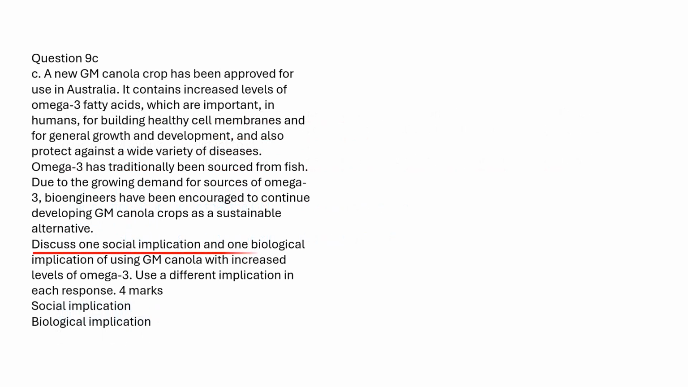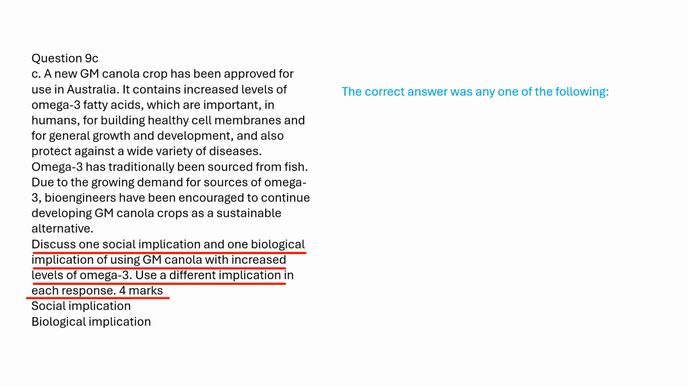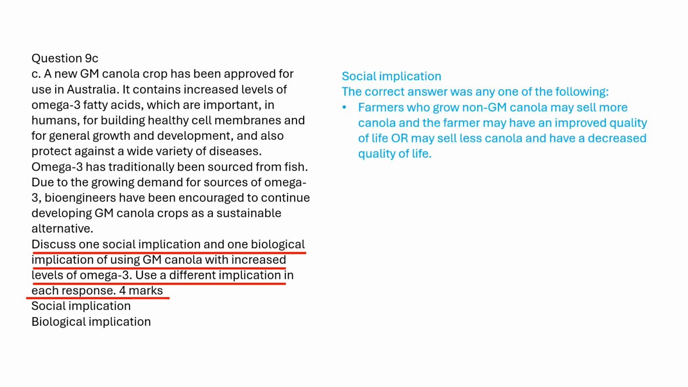Discuss one social implication and one biological implication of using GM canola with increased levels of omega-3. Use a different implication in each response. Farmers who grow non-GM canola may sell more canola and have an improved quality of life, or may sell less canola and have a decreased quality of life. Improved nutrition for consumers and therefore less demand on the health system.